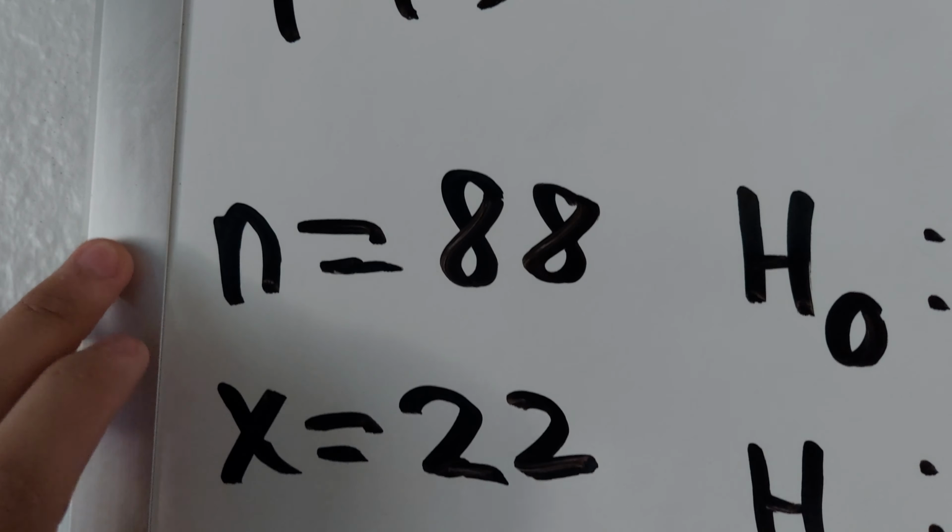To find p hat, we're going to be using this formula. p hat is equal to x over n. We already stated that our n is equal to 88 and our x is equal to 22. So we're going to put those two in their respective places, and it's going to look something like this. 22 divided by 88. And with that done, we're going to get 0.25, which is going to be our p hat.